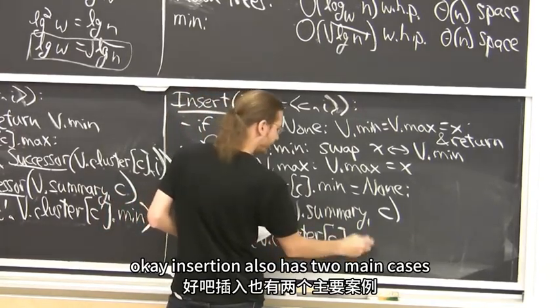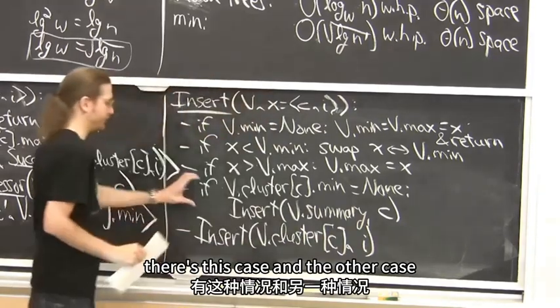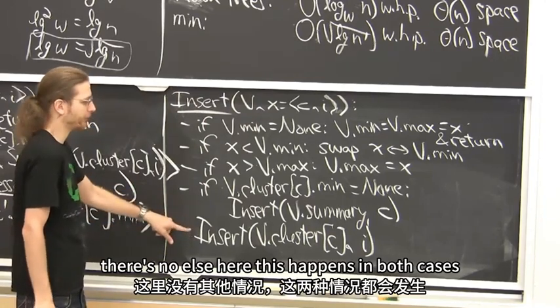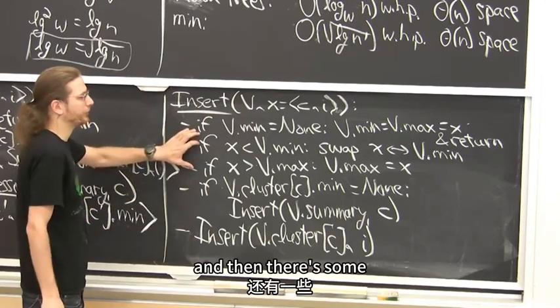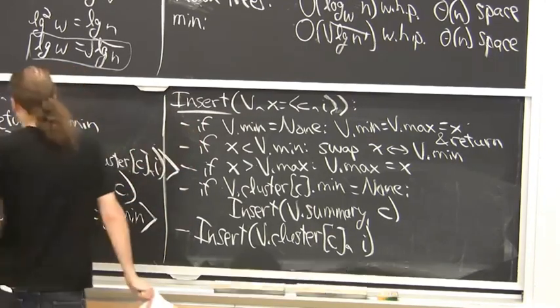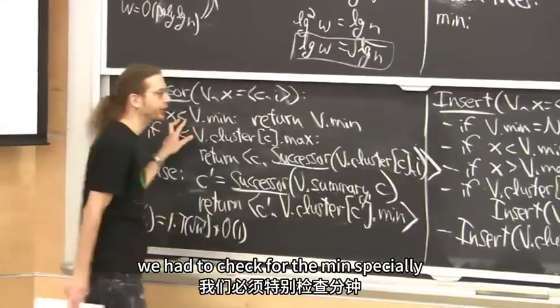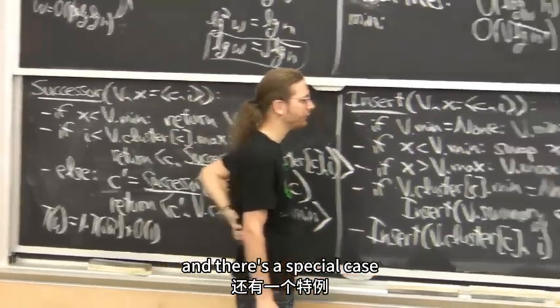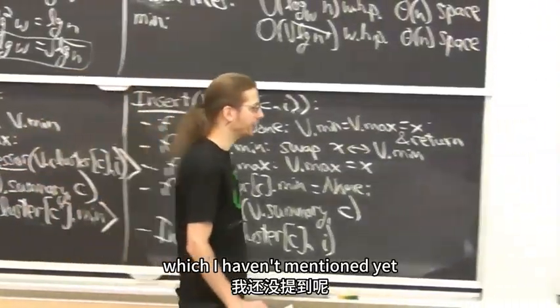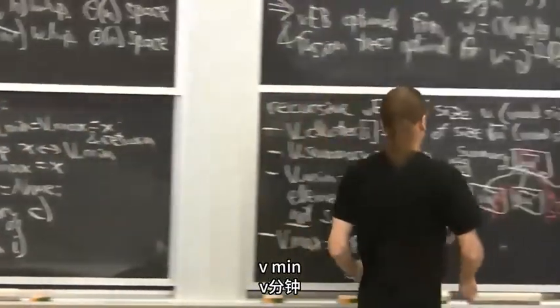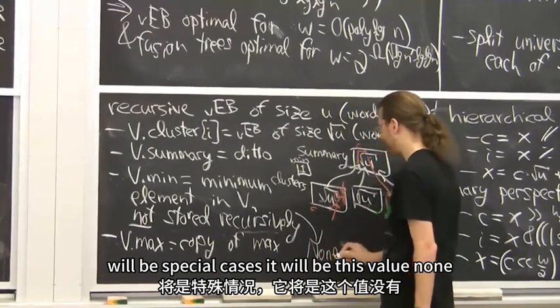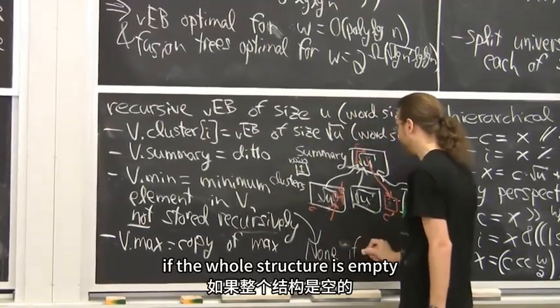Okay, insertion also has two main cases. There's this case and the other case. There's no else here. This happens in both cases. And then there's some just annoying little details at the beginning. Just like over here, we had to check for the min specially. Here, we've got to update the min and max. And there's a special case, which I haven't mentioned yet. v.min will be, special case, this value none if the whole structure is empty.